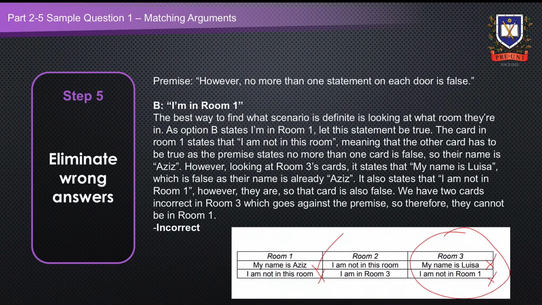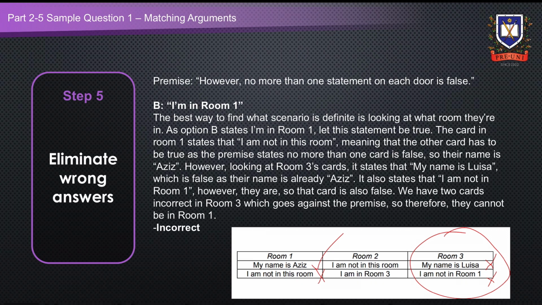Therefore, the best way to go about it is through what rooms they're in. Option B, which says I'm in room 1, states that they are in room 1. So let's assume this is true. Looking at room 1's card, "I am not in this room" is false as they are in room 1. Therefore, "my name is Aziz" has to be true as only 1 card is true.